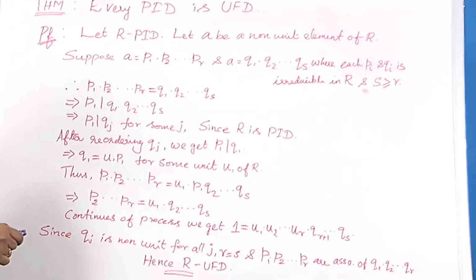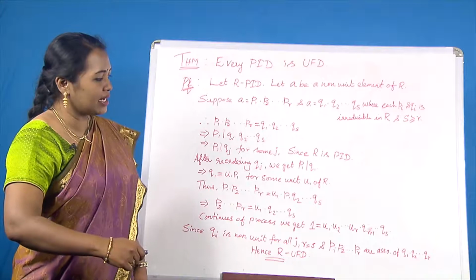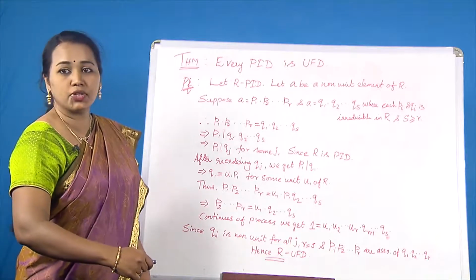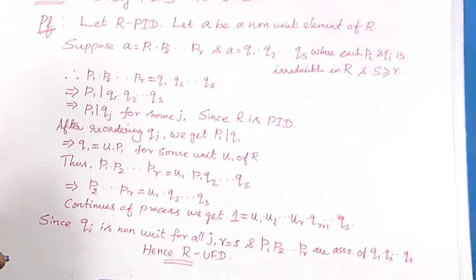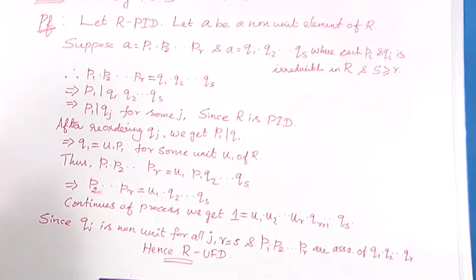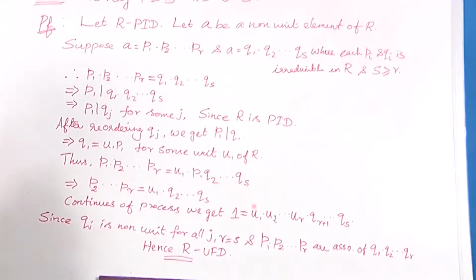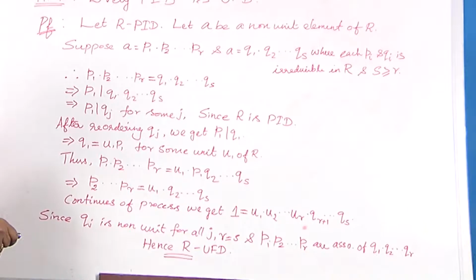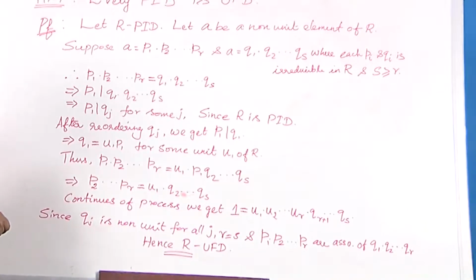But since we have assumed that S is greater than or equal to R, there are going to be some elements, let us say QR plus 1 and so on up to QS on the right hand side, because when we cancel P1, P2 so on up to PR, there will be a U1, U2 so on up to UR left, but still there will be certain elements on the right hand side which cannot be factorized by these P1, P2 so on up to PR, and therefore you will be left with these few elements because S is greater than or equal to R.